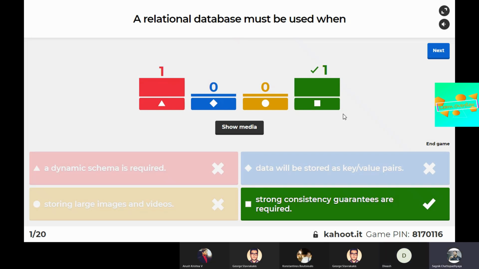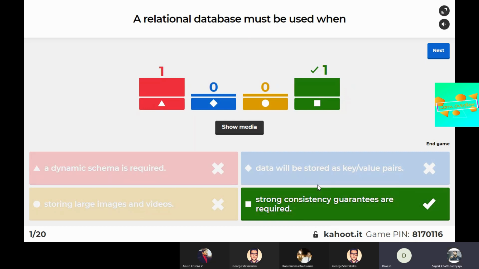So the question was: a relational database must be used when a dynamic schema is required. The options were data will be stored as key value pairs, storing large images and videos, and strong consistency guarantees are required. So the correct answer is strong consistency guarantees are required.